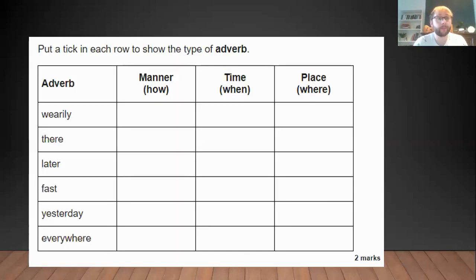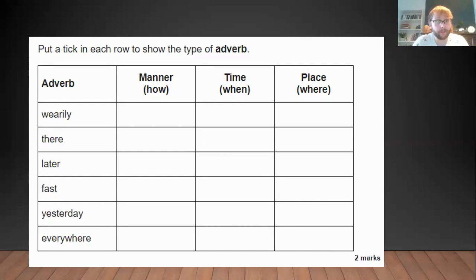So, simple starter to be getting going with. All I'd like you to do is complete the table, ticking once in each row to show what type of adverb the adverb is. Is it an adverb of manner, an adverb of time, or an adverb of place? We've already spoken before about those being the three main types of adverb.